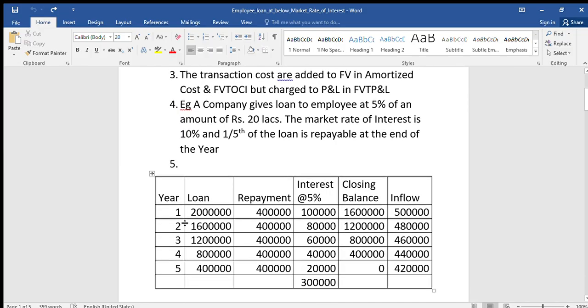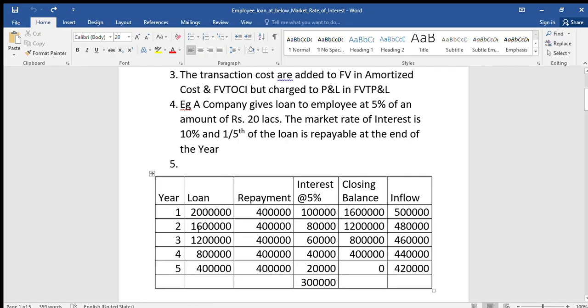So to start with, the loan is for 20 lakhs. Repayment is 1/5 at the end of each year. That is 1/5 of 20 lakhs is 4 lakhs. So 4 lakhs would be the repayment amount at the end of each year. Now interest at the rate of 5%. Since the repayment is happening at the end of the year, interest would be computed on the initial loan value of 20 lakhs. 5% of that will be 1 lakh. So the total inflow from the employee to the company would be 4 lakh repayment plus 1 lakh interest, that will be 5 lakhs.